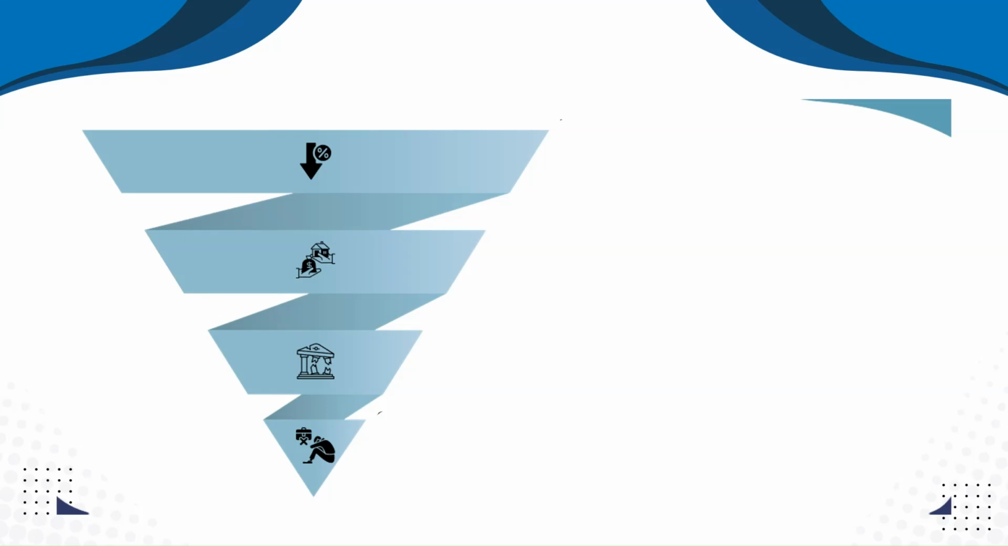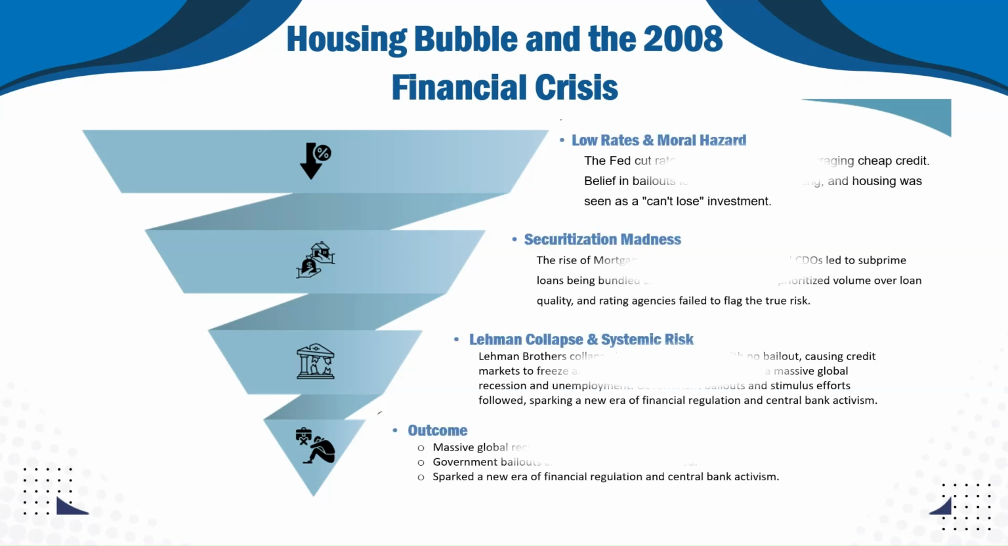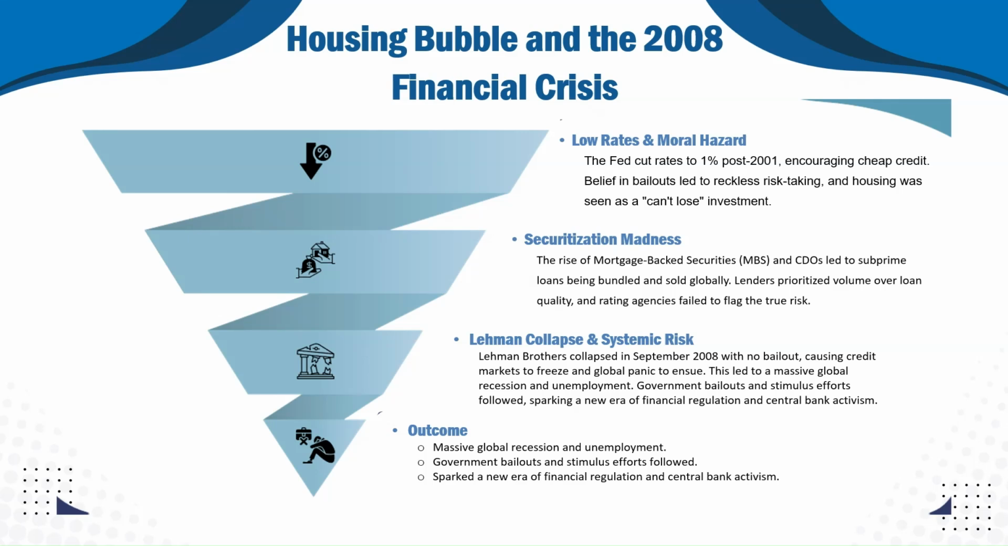So to further explain, in the early 2000s, the Federal Reserve slashed interest rates to 1% to respond to the dot-com crash. And this introduction of cheap credit fueled a surge in borrowing, and housing in particular was seen as a sure bet. And it started to look like we were on the road to an economic recovery.